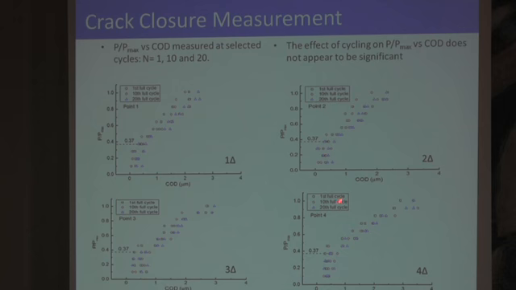Also, we tried different cycles to see how the cycle affects the load versus COD, and it appears there is no significant effect, for different distances behind the crack tip. Each graph here represents the first cycle, the 10th cycle, and the 20th cycle.